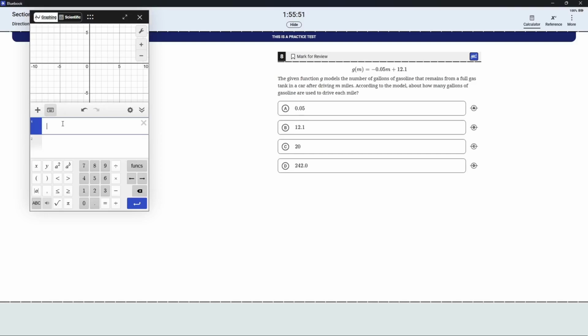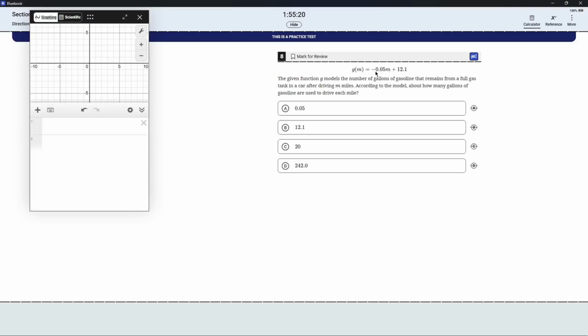Question A. The given function g models the number of gallons of gasoline that remains from a full gas tank in a car after driving m miles. According to the model, about how many gallons of gasoline are used to drive each mile? The question is asking how many gallons of gasoline are used to drive each mile. So just look for the variable for miles, which is m.